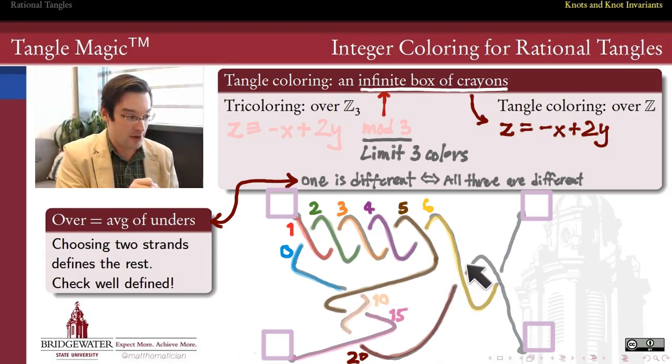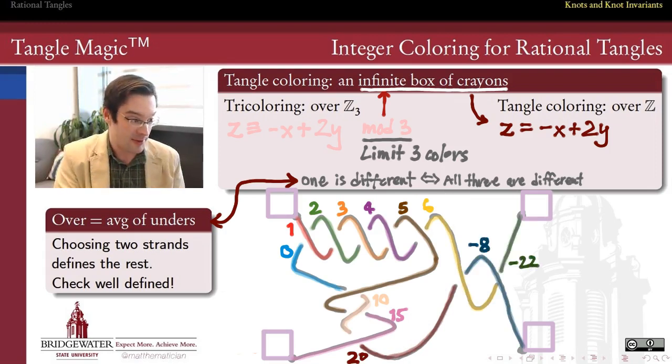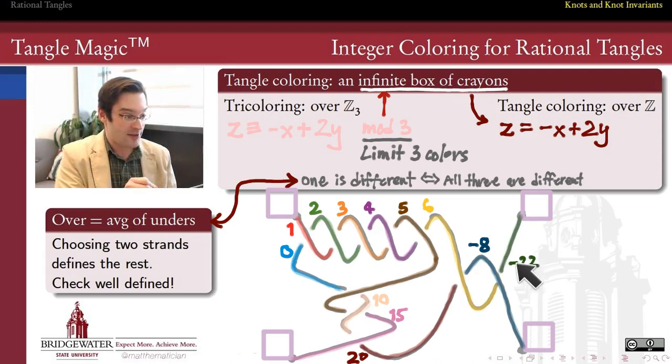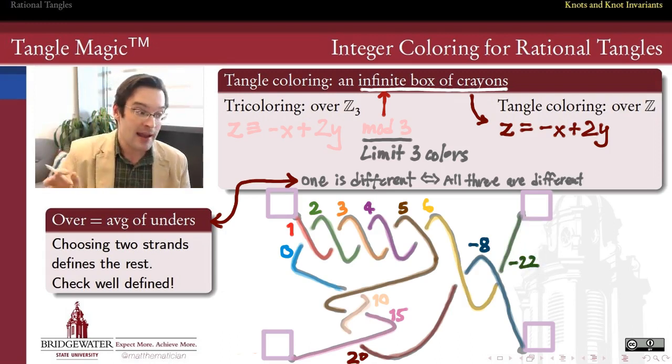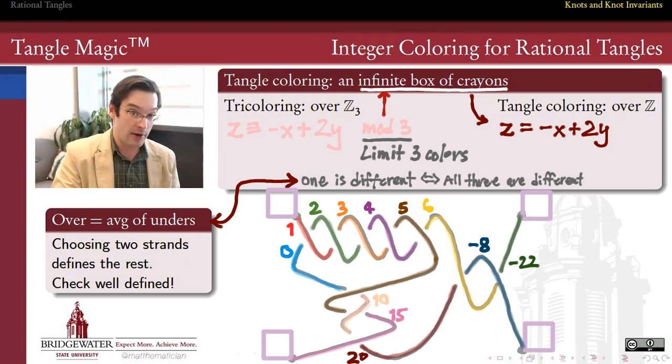And now I've looped around far enough to where I can find the color of the strand on the other side of this crossing, as twice the over minus the under. The over is 6, the under is 20. Twice 6 minus 20 gives me negative 8. And then twice the over minus the under here gives me negative 22. And now I have colored each one of the arcs in my tangle diagram with a distinct integer.